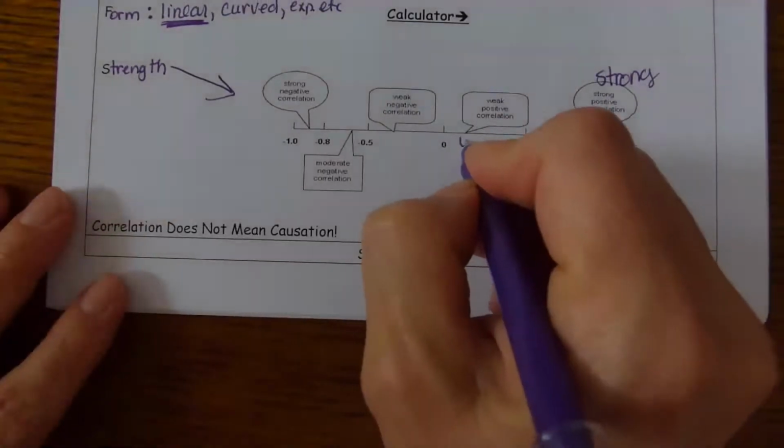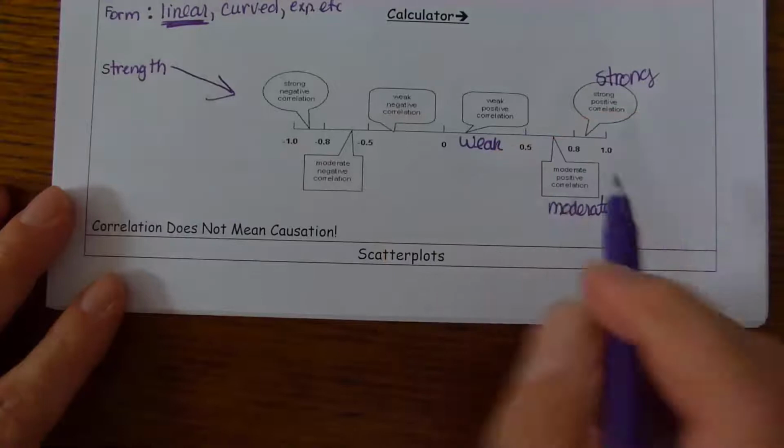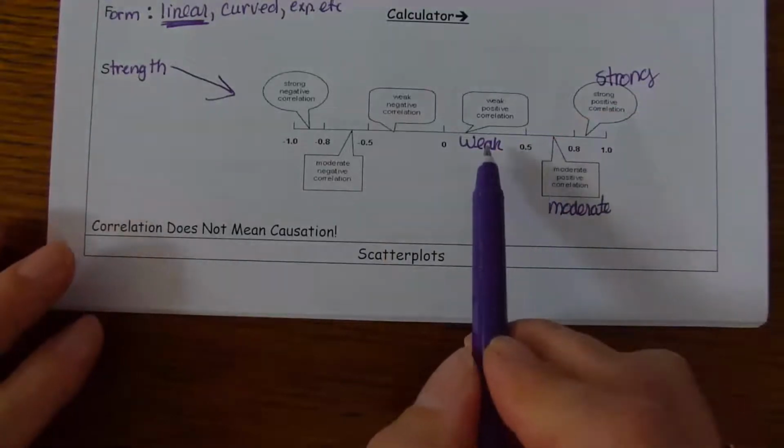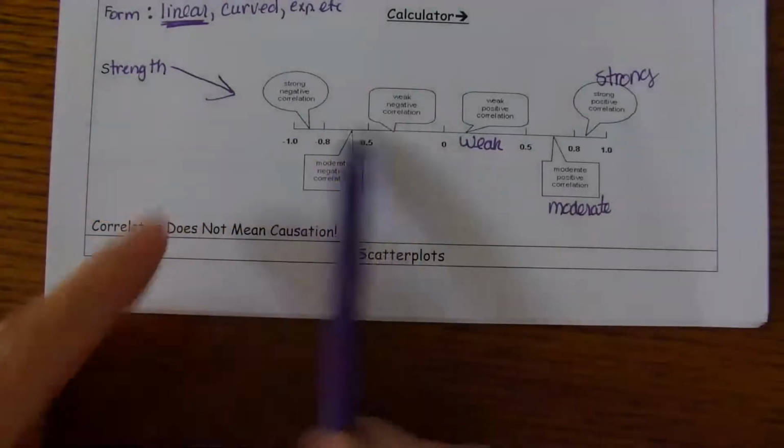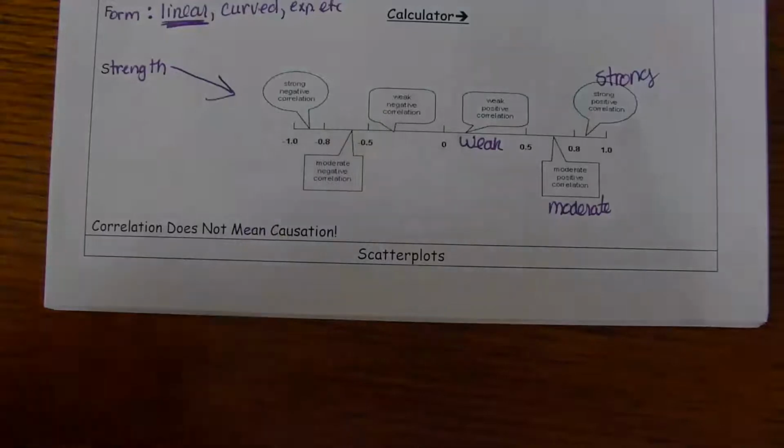Here we're saying there's a weak. If I got all the way up to 0.5, I'd say weak to moderate because I'm in the middle of weak and moderate, right? Does that make sense? And of course, the same thing on this side. They're the same numbers. They're just negative. It's just because it's trending down instead of trending up.